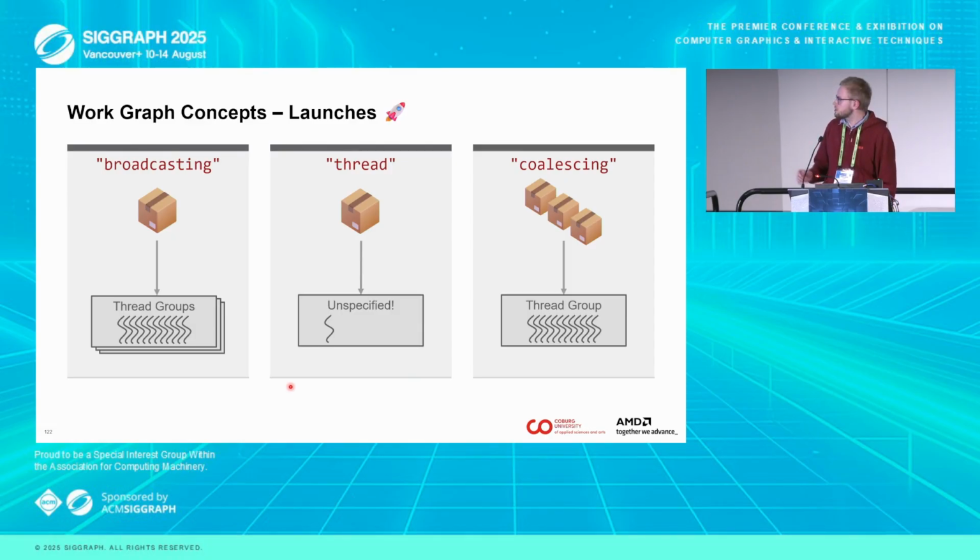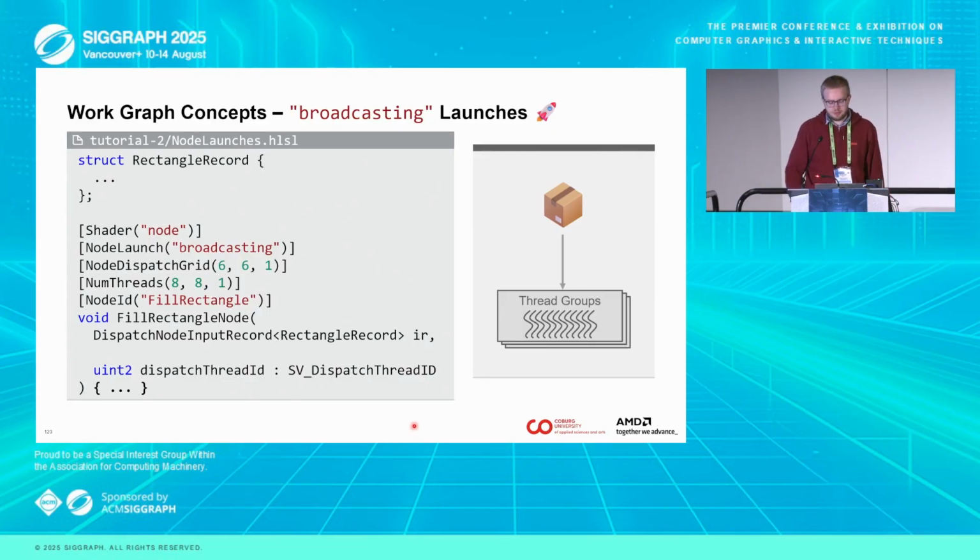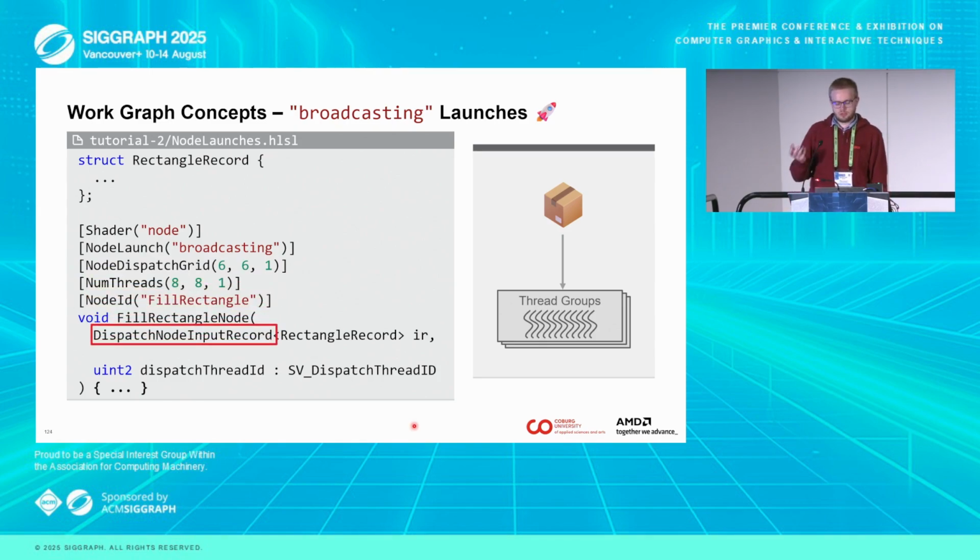There's the broadcasting launch mode, the thread launch mode, and the coalescing launch mode. And probably for you GPU programmers out there, the broadcasting launch mode is the easiest for you to understand because it's very, very similar to how you would launch a compute shader. So this is how you declare the launch mode up here after the shader node attribute. And to the broadcasting launch mode, there's always connected the kind of input. So the input of a broadcasting node is a dispatch node input record.